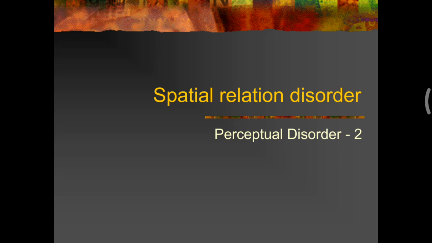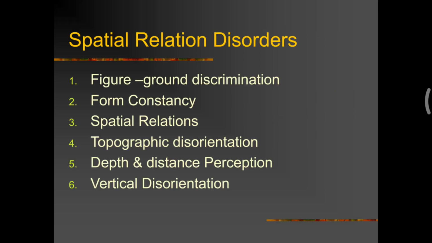Now, as I said previously, a spatial relation disorder is difficulty in identifying the relation of objects in space. In the previous somatoagnosia or body scheme disorder, we saw that a person misrepresents or misidentifies the relation between his own body parts. In a spatial relation disorder, this is not about his own body parts. This is about the relation of objects in the environment.